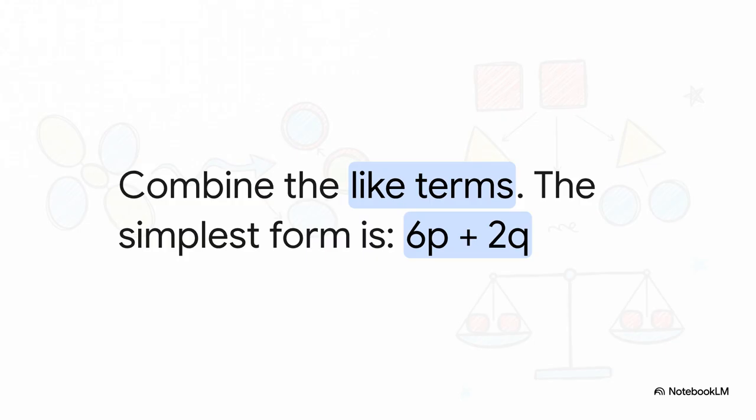And here's the payoff. We just do the simple math inside each group. 4 p's plus 2 p's gives us 6 p's. 3 q's minus 1 q leaves us with 2 q's. Our final simplified answer is 6p plus 2q. And we stop there because p's and q's are different families. We can't simplify it anymore.